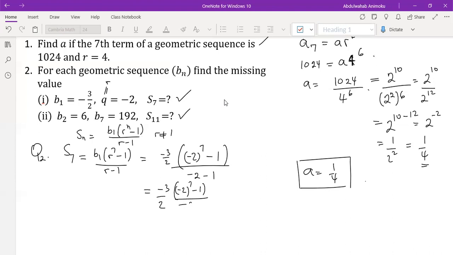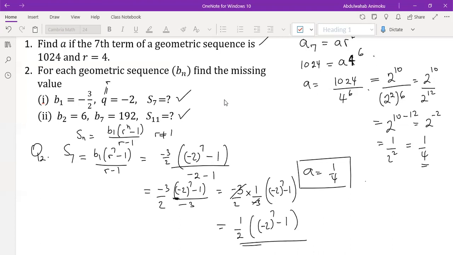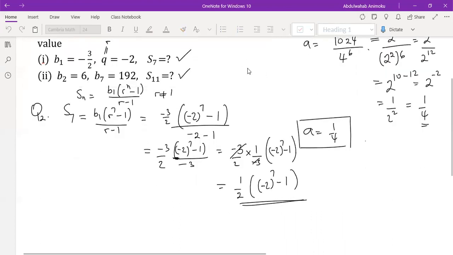All over minus 3. And we can simplify the fractions. Minus 3 over 2 divided by minus 3. As you can see, it's going to be minus 3 over 2 times 1 over minus 3, multiplied by, don't forget, minus 2 raised to power 7 minus 1. So this would give us, minus 3 cancels minus 3, we'll have 1 over 2 times minus 2 raised to power 7 minus 1. And you can use a calculator to evaluate this. Quite frankly, these questions are quite easy.